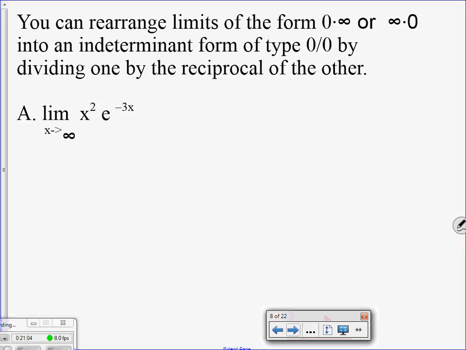Well, they weren't thinking about infinities back then. Whenever you have an indeterminate form, like when you try to figure out the limit and you get 0 times infinity, you're still going to take the limit, but instead of leaving it looking like a product, you're going to write it as a quotient. And your hope is to get 0 over 0 or infinity over infinity.